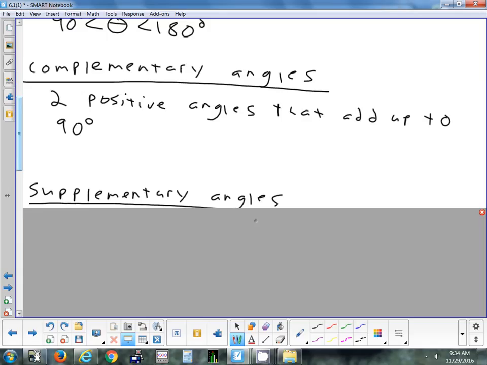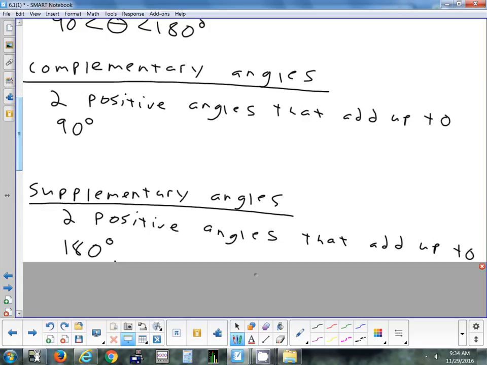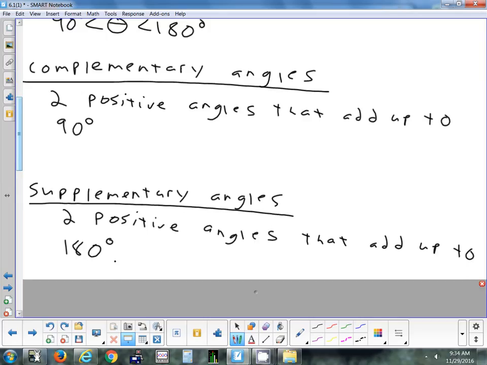Would they be acute? Well, not both, but one of them could be. Yeah, in fact, one of them would have to be, unless they're two right angles. Okay, but you couldn't have two acute angles that add up to 180. That wouldn't make sense. But you could have one acute angle and an obtuse, or you could have two right angles.